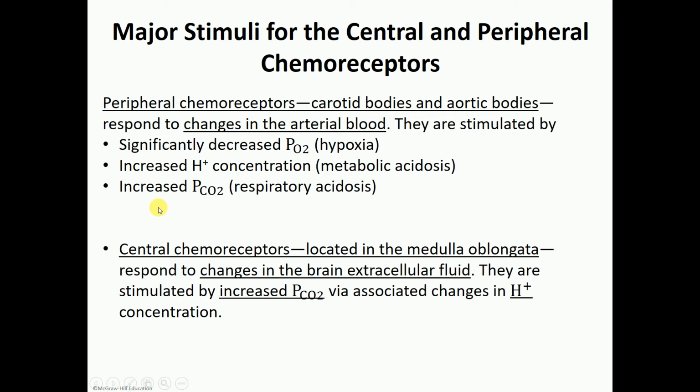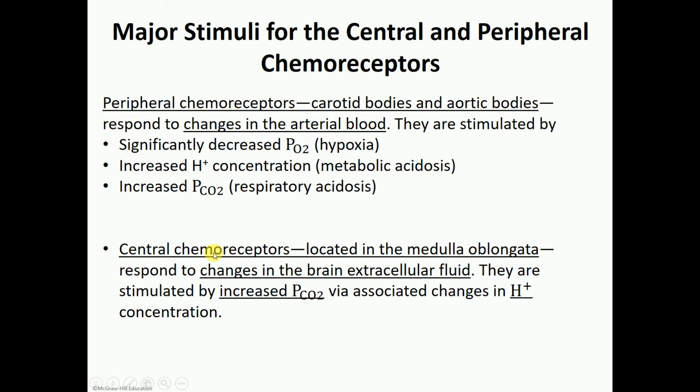They're also stimulated by increased levels of PCO2, and that's known as respiratory acidosis. So if anybody, for whatever reason, is hypoventilating, there is a decrease in the rate of breathing. That will lead to the accumulation of carbon dioxide in our bloodstream, and that is going to be picked up by the peripheral chemoreceptors, leading to the stimulation of breathing.